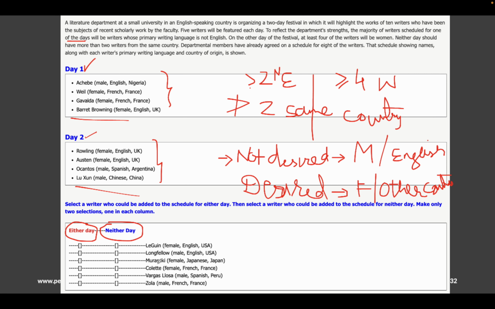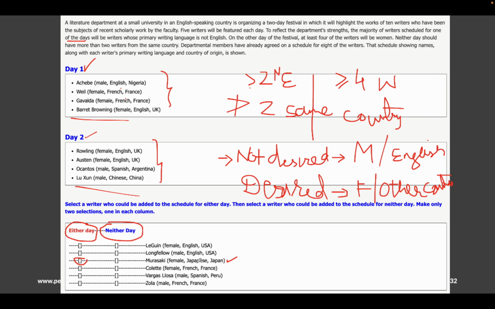So which is that? So that is going to be a female. So this is a female English, no. This is male English, no. This is female Japanese. So this is the person who is going to be selected for either of the days. Because if you look at the other one, this is female but French, and you already have French people here, right? This is male, so male is not possible. This is male, male is not possible. So the most desired group is going to be a female from other countries, so who can be selected on either of the days. So that's going to be Murasaki.